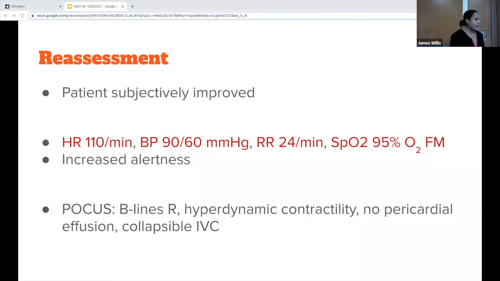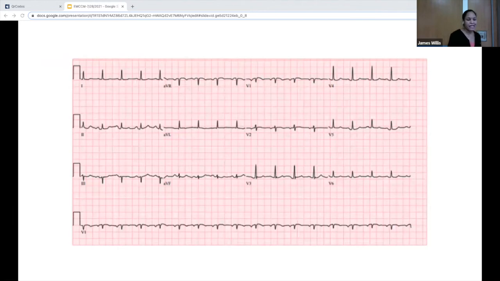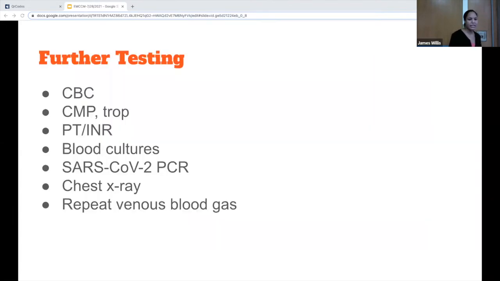So reassessing this guy after initial interventions, he says he feels a little bit better. However, his heart rate is still 110. Blood pressure only came up to 90 over 60. His respirations are down to 24, and he's now saturating 95% on face mask. Bedside ultrasound shows B lines in the right lung. He's got hyperdynamic contractility, and he's got no pericardial effusion. He does have a pretty collapsed IVC. EKG for him, just sinus tachycardia, otherwise nothing particular.